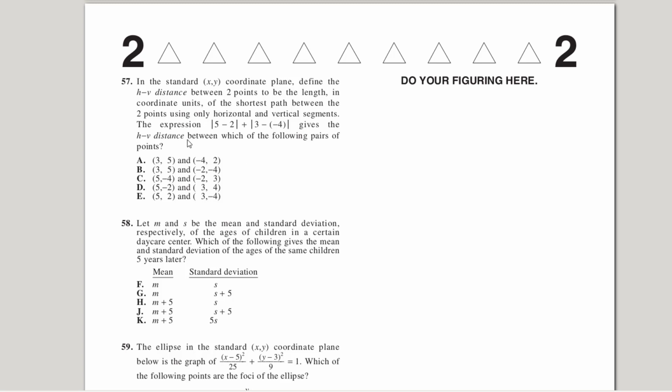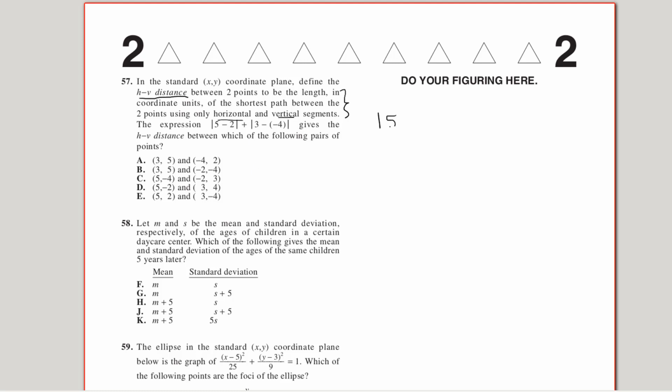So when we're reading this, we see this in italics, HV distance, and we may initially think, I don't know what this is. But the thing is, within this question, they define what HV distance is. We're looking at the shortest path between 2 points using horizontal and vertical segments. So that's the definition. And then they give us an example here of finding that HV distance, and they want to know between which pairs.